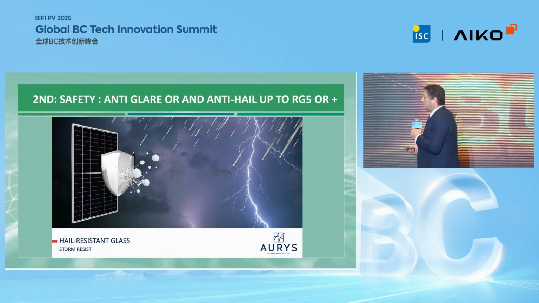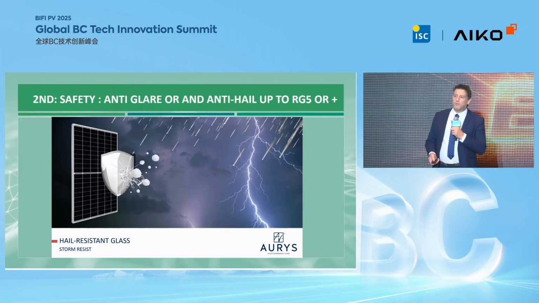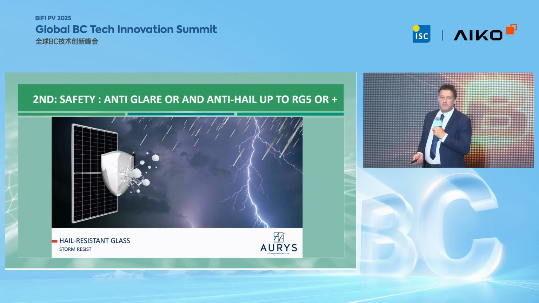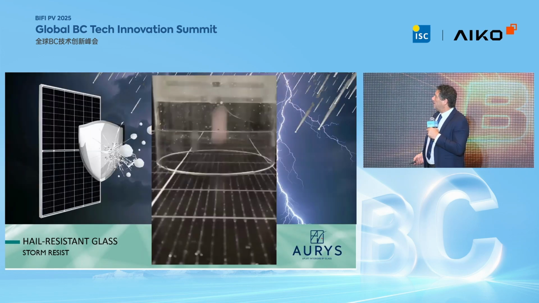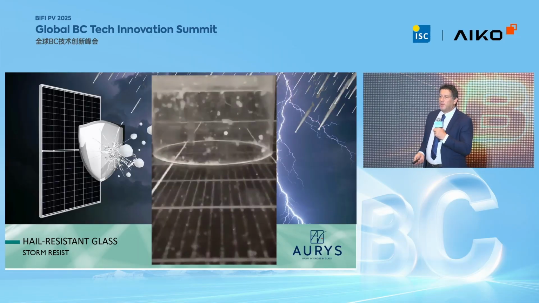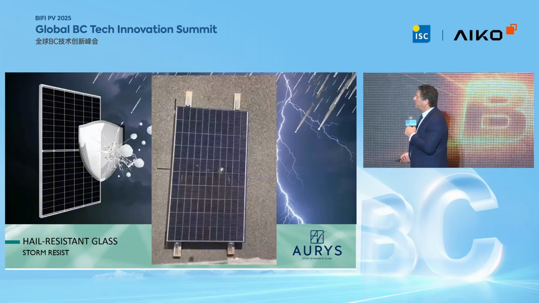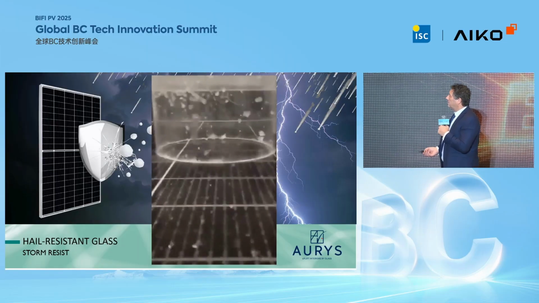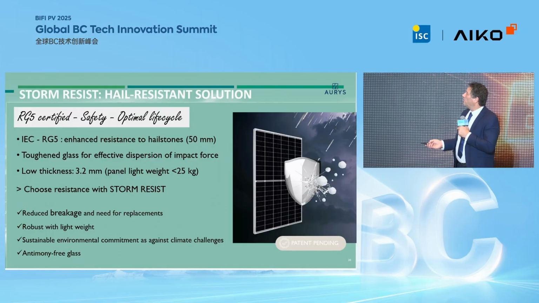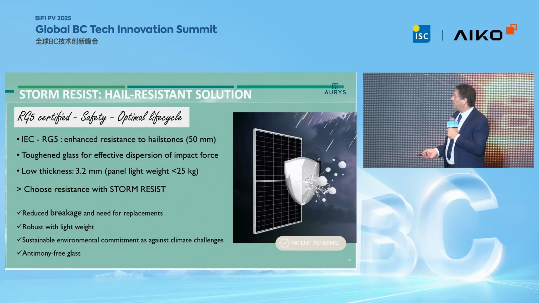Another point on safety: the glass is also very much used to increase the safety and the hail resistance. And as you see, we were able to increase the resistance to hail by using a special process of high tempering of the glass. And we were able to produce RG5 with only 3.2 millimeter glass, which generally requires 4 millimeter.